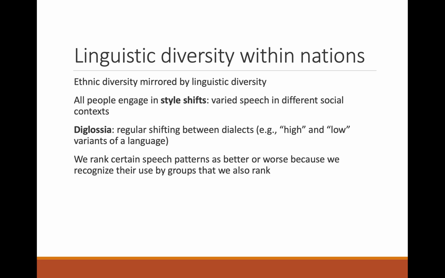All people engage in something that we call style shifts. This is where we use varied speech in different social contexts. When we regularly shift between a high and a low variant, we call that diglossia. Okay, so what do we mean by this?